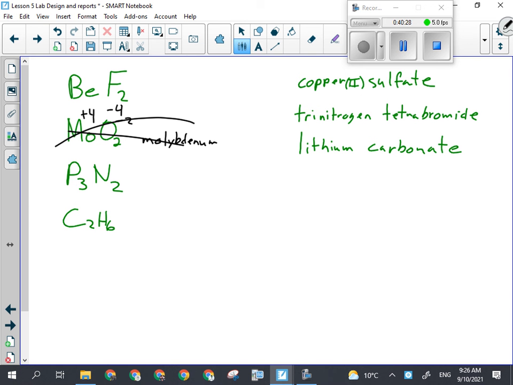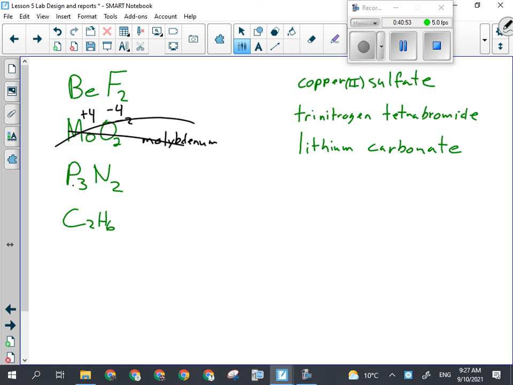For the next one here, we've got phosphorus and nitrogen, ionic or molecular? Molecular. So this will be triphosphorus dinitride. Remember, we have to end it in -ide. And this one here, ionic or molecular? It's molecular, both nonmetals: dicarbon hexahydride. All right, for these 3 here, we have to write the proper formulas.